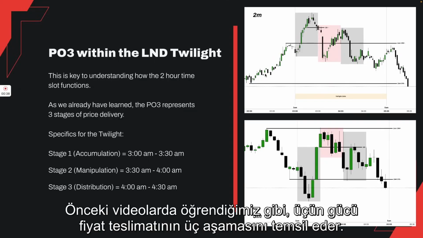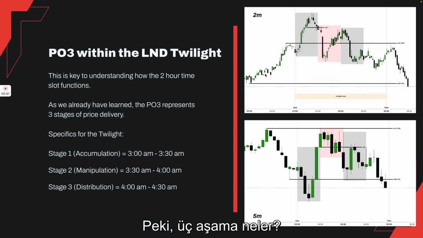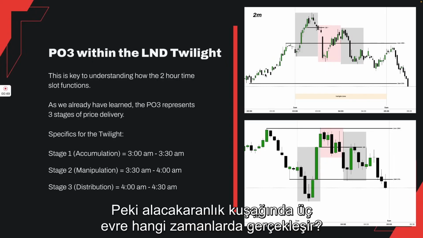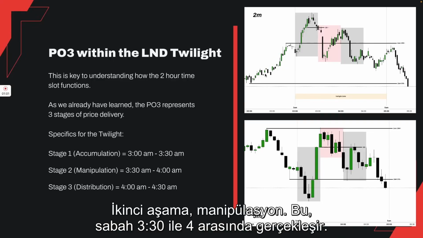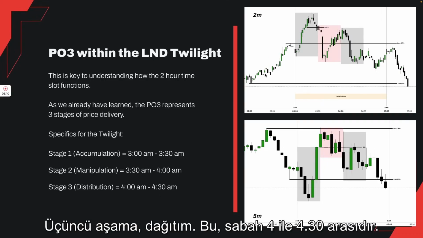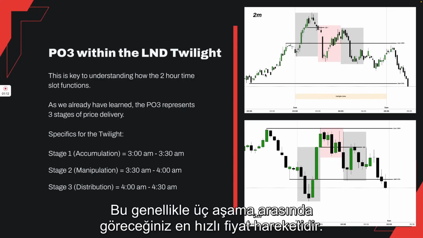As we already have learned in the previous videos, the power of 3 represents 3 stages of price delivery. Now, what are the 3 stages? So, what are the times of the 3 stages during the twilight zone. Stage 1, accumulation. This is between 3 a.m. and 3:30 a.m. Stage 2, manipulation. This is between 3:30 a.m. and 4 a.m. Stage 3, distribution. This is between 4 a.m. and 4:30 a.m. This is usually the quickest price action that you will see between all three stages.